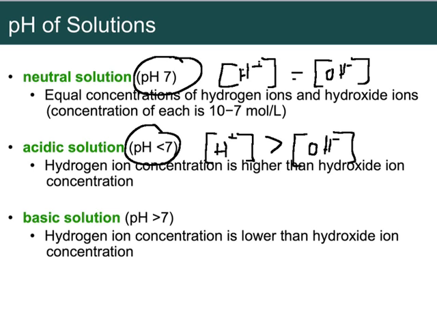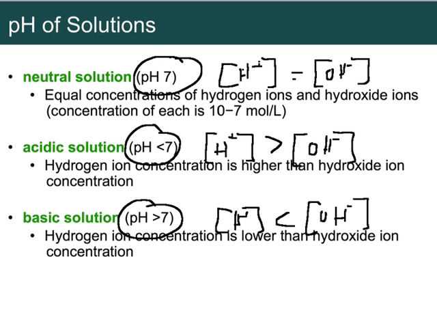Basic solutions are when there are more OH negatives, or hydroxide ions, than there are hydrogen ions, right? So there are more of those. That means the pH is above 7, and it's called a base, or it's something that's called basic.